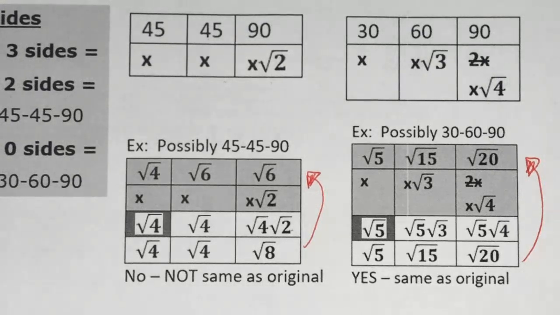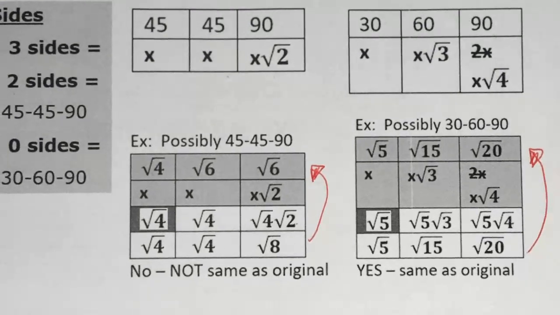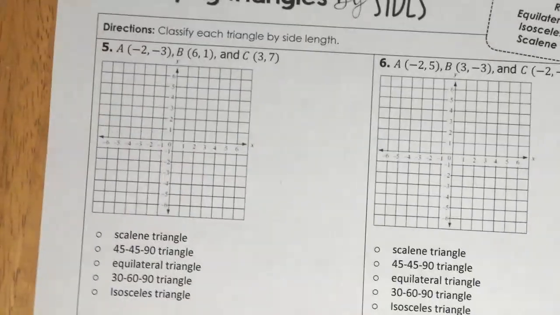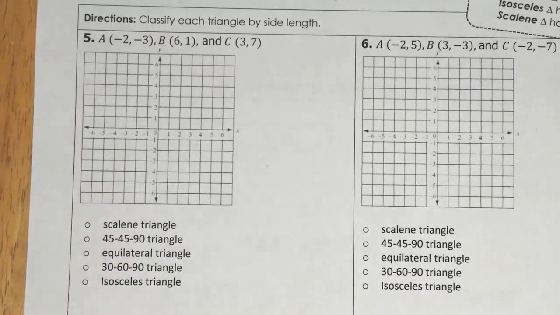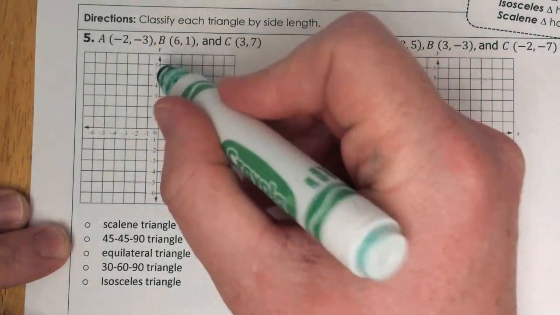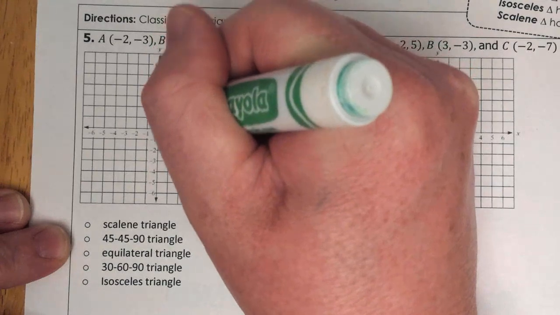Okay, so now let's actually do some work. Okay, here we go. Number 5. The first thing we're going to do is we're going to darken all of our axis lines. That's going to save us a lot of time. So you see where the arrows are? Let's darken those axis lines.